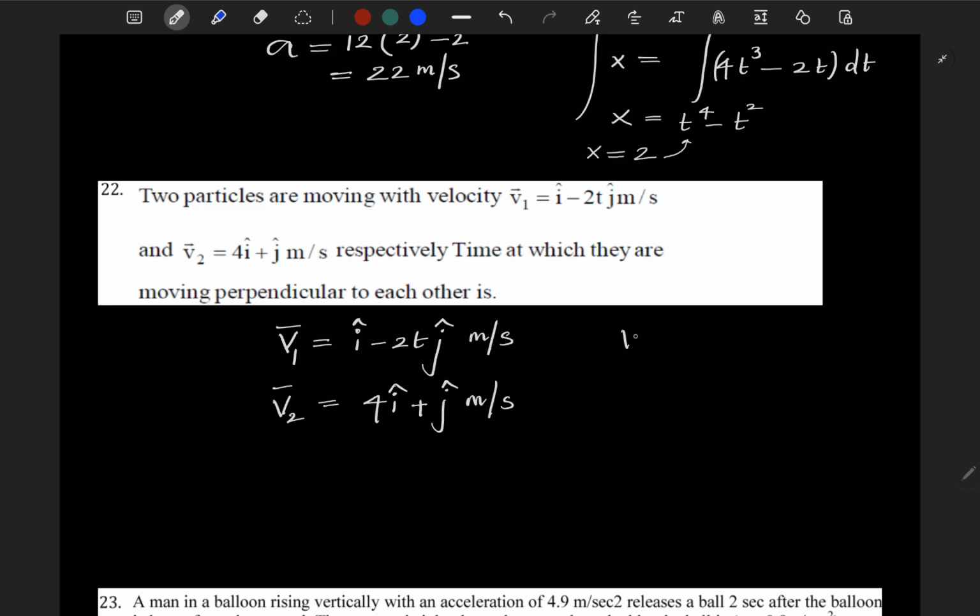This is a very simple question. When two vectors are perpendicular, the dot product becomes 0. First I'll equate the dot product of them to 0. The dot product is simply multiplying the coefficients of i and adding the product of the coefficients of j. So you have 1 into 4, which is 4, minus 2t into 1, which is 2t, equal to 0. Therefore 2t is 4 and the value of t is 2 seconds. So at t equal to 2 seconds they are perpendicular to each other. That's the answer for this question.